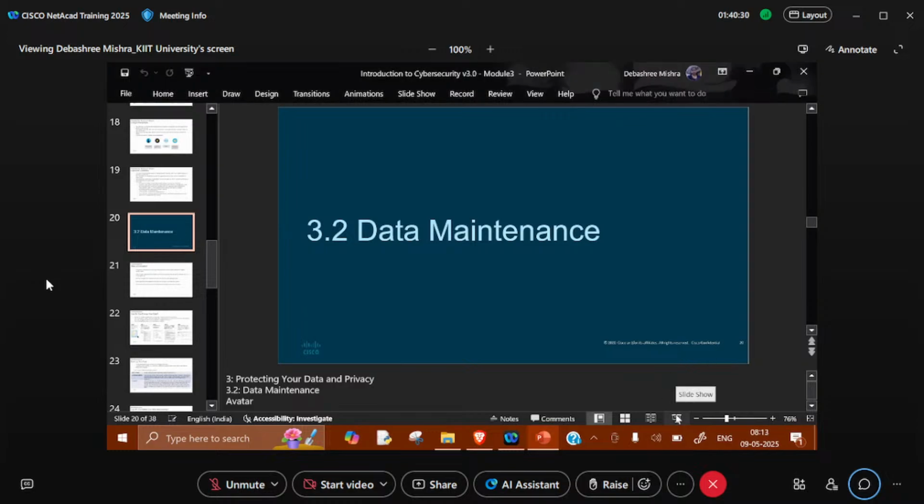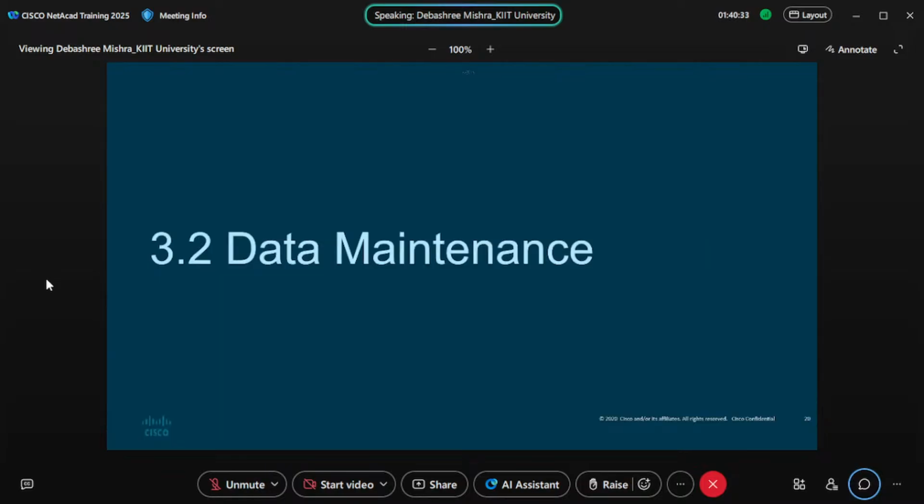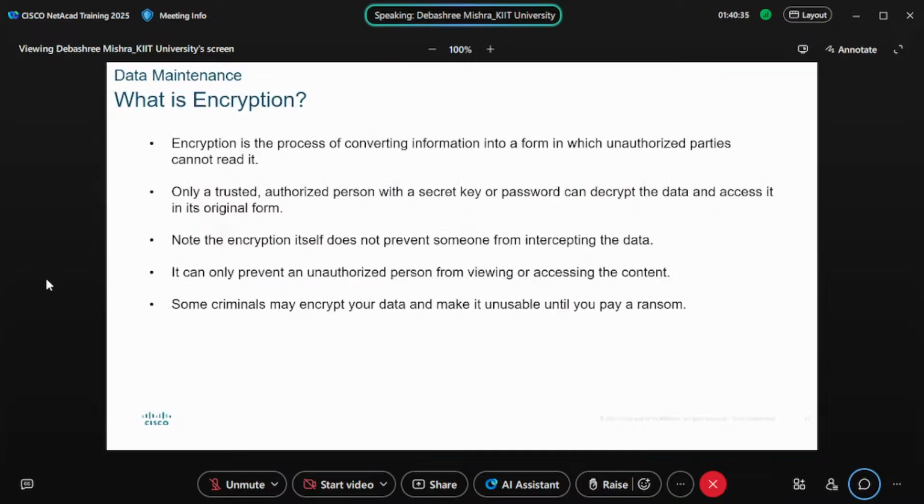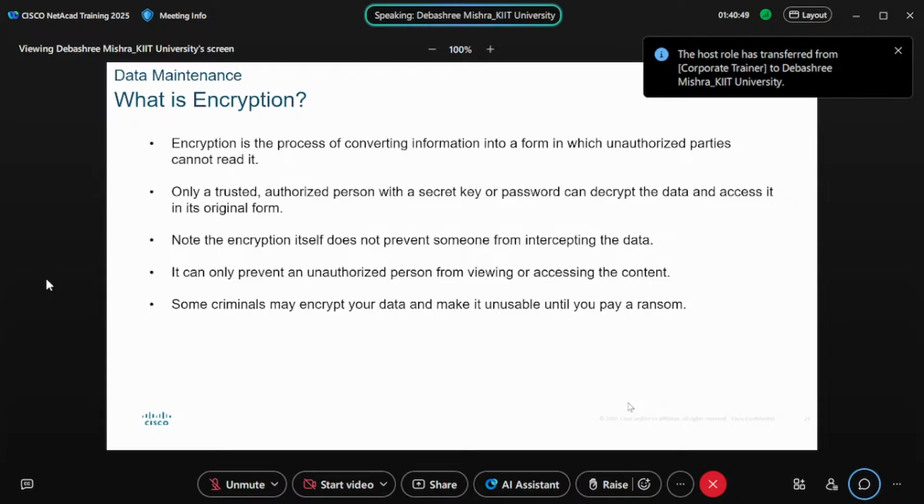So when we are talking about data maintenance, at this point we will also be talking about how to maintain the data, mainly focusing on privacy and security concerns. In this data maintenance, there is a topic: what is encryption.